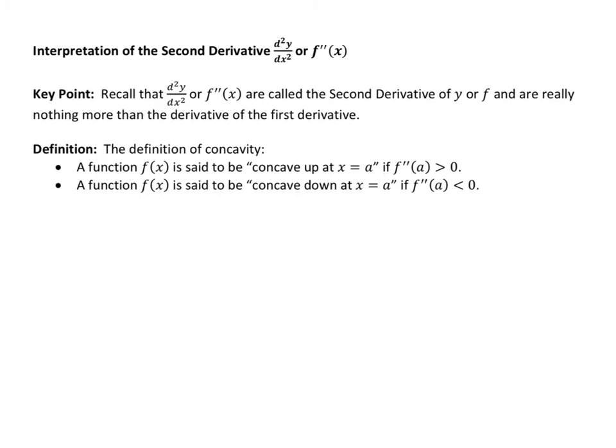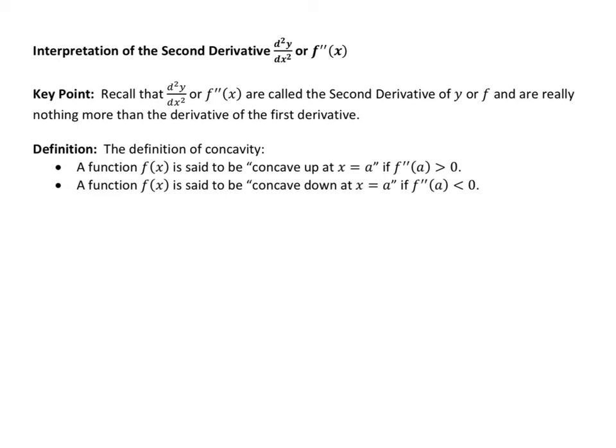So if the derivative of f is supposed to tell us how f is changing, then the second derivative is basically telling us how the first derivative is changing. Is the first derivative increasing or decreasing? Is the first derivative getting bigger, or is the first derivative getting smaller?